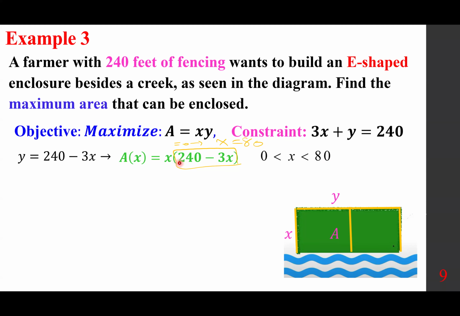We distribute, we get 240x minus 3x squared, for the sake of the next part, which is differentiation. We want to find the CP, so first we have to find A prime of x, which is 240 minus 6x.